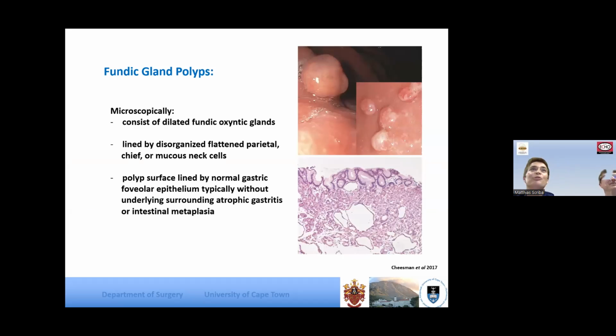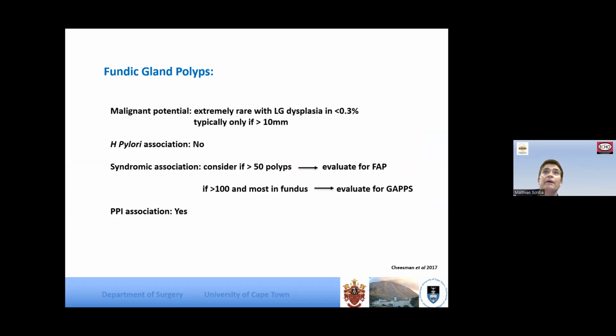Fundic gland polyps microscopically are pretty normal cells. Essentially, there's very little atypia or anything like that. So they're just disorganized but normal looking cells. And I think the big thing to remember here is that their malignant potential is really, really low. And if anything, it's only something to be concerned about in something that is bigger than 10 millimeters.